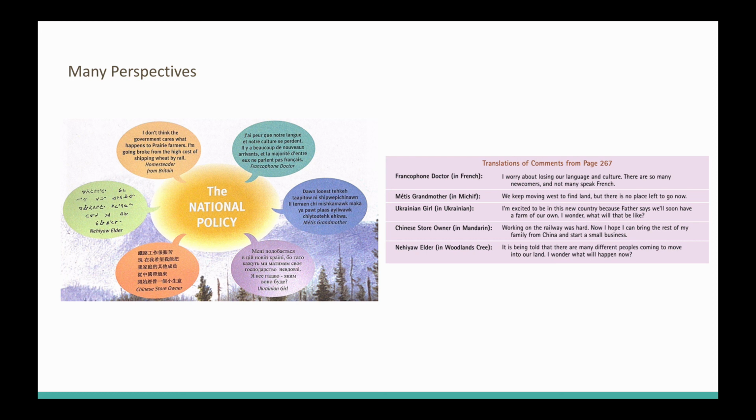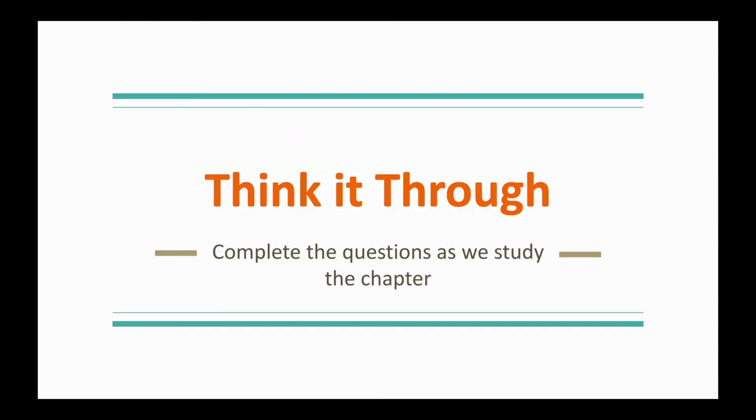And a Woodlands Cree is told that there are many different people coming to move onto their land. And now they are worried about what is going to happen to their land with all of these immigrants that are coming over. One policy, the national policy, a three-pronged approach, immigration, transportation, economics, many different perspectives on how it should be implemented and how its outcome is going to be. All right, I want you to head over to your notebook and complete the questions for this part of the chapter.